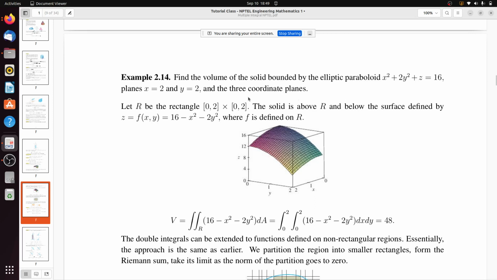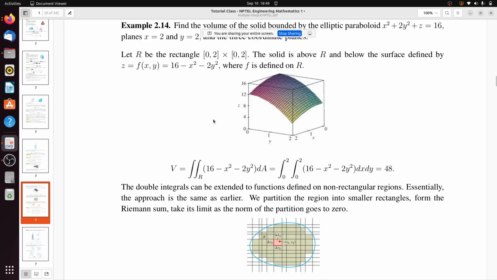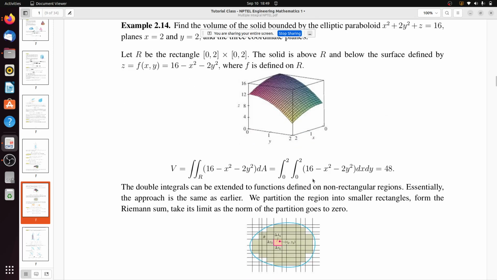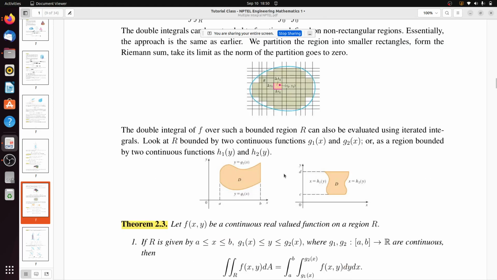So see, I think you have read this question well, so I will just discuss it. Here your rectangular region is 0 to 2 cross 0 to 2, the solid is above R, and this is the elliptic paraboloid x square plus 2y square plus z equals 16. So if you just integrate between 0 to 2 and 0 to 2, and your expression for z is 16 minus x square minus 2y square, dx dy, you just integrate it, you will get 48.